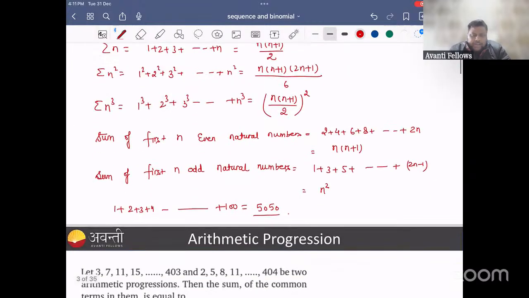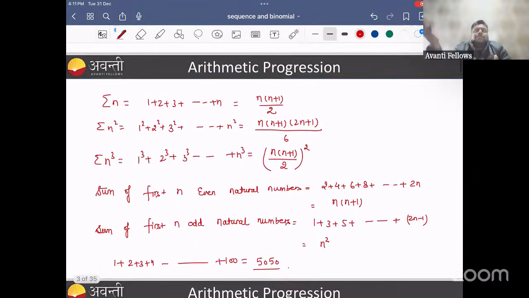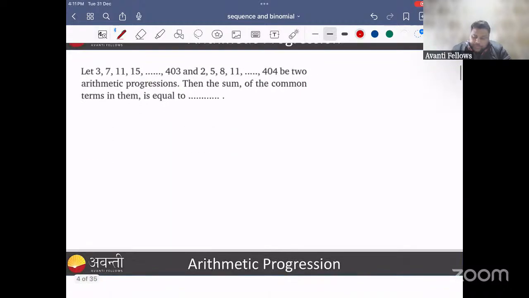This is all about AP. Now another thing: the first and last term sum is the same as the second and second last sum. Terms equidistant from the beginning and from the end have the same sum. All right. Now go with this question. Let 3, 7, 11, 15 up to 403 and 2, 5, 8, 11 up to 404 be two arithmetic progressions. Find the sum of the common terms in them.